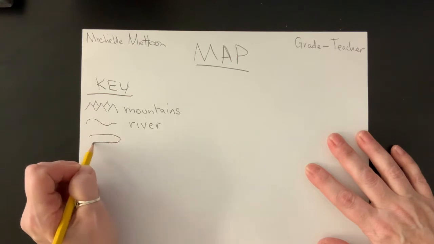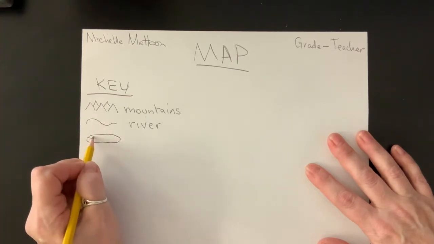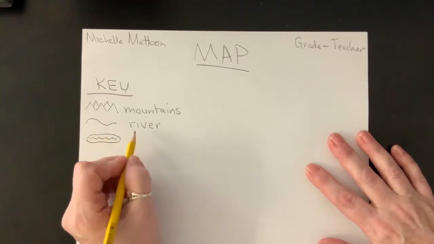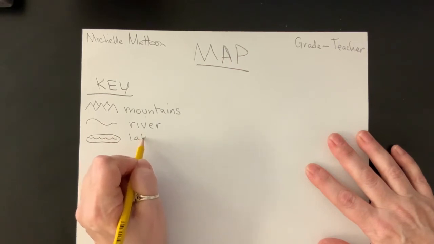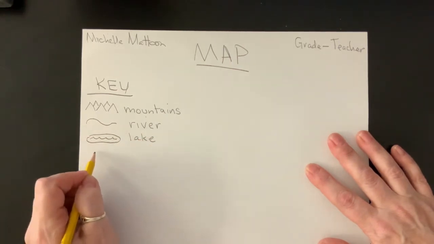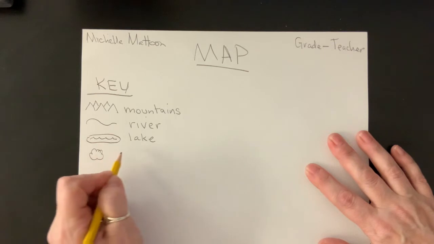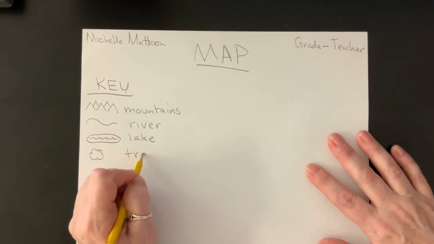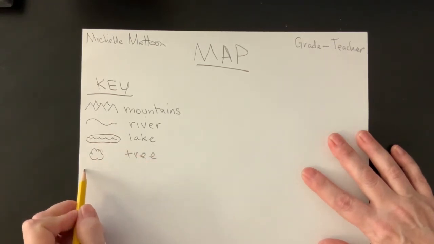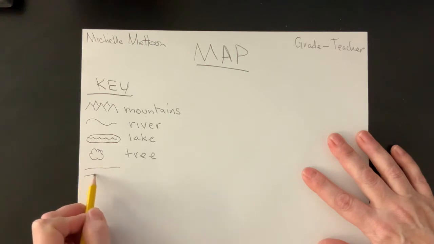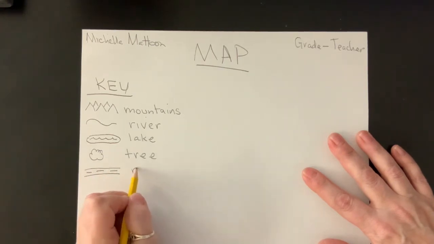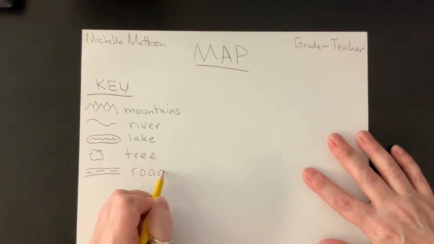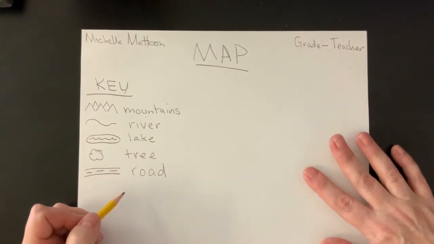Next, I'm doing a lake. I'm going to put some waves in that lake. Then I'm going to make some trees. That's what my trees will look like on the map. Your trees don't have to look like mine. And then I'm going to make a road. So that my road doesn't look like my river, I'm going to put some lines down the middle of it.